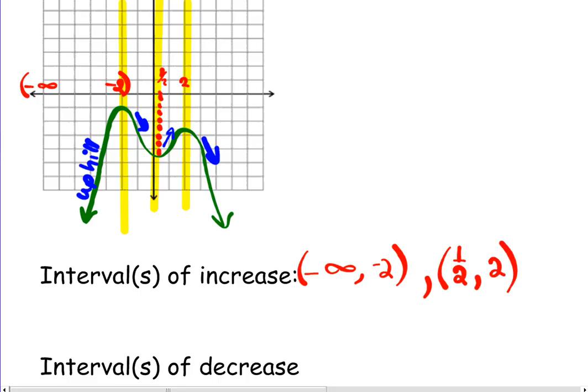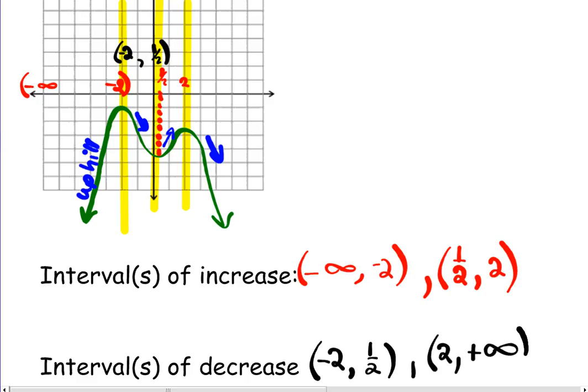Now, the intervals of decrease start at -2 and go on until I start to increase again, which would be at 1/2. So my decrease is -2 and positive 1/2. Open dots. And then my next interval of decrease happens over here, where all of a sudden I'm going downhill forever and ever. And that starts at 2 and goes on for positive infinity.